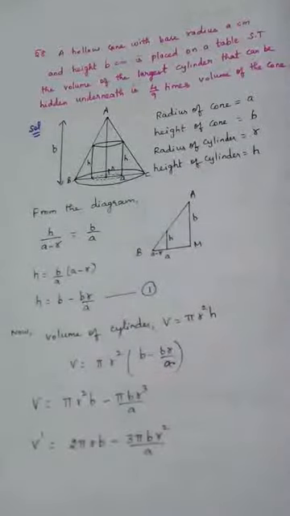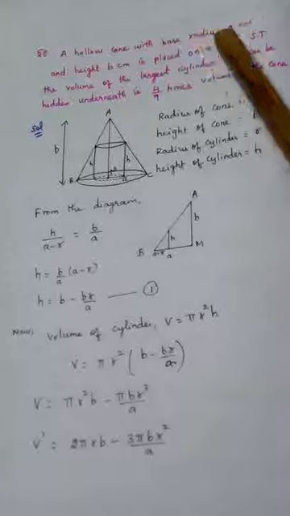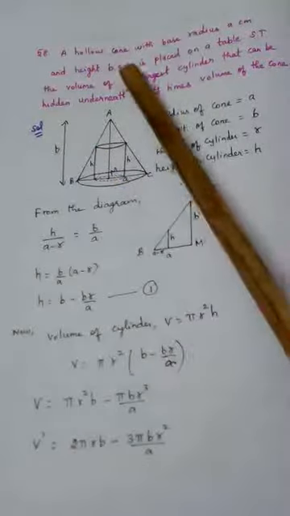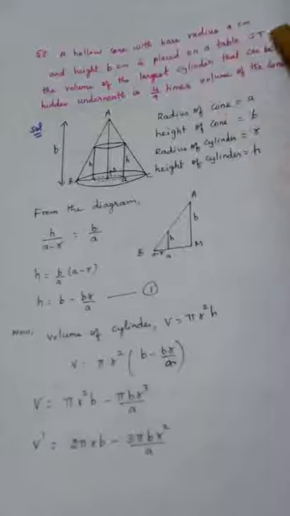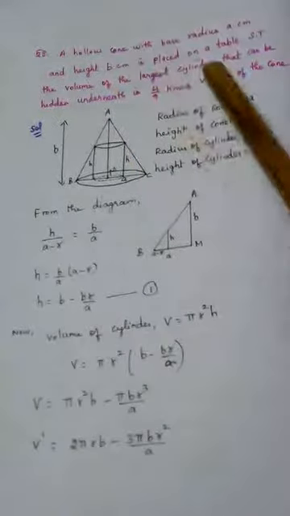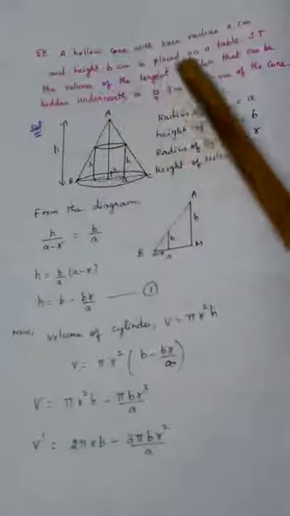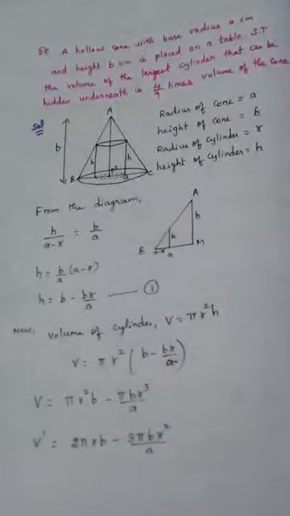Question number 58. A hollow cone with base radius a centimeter and height b centimeter is placed on a table. Show that the volume of the largest cylinder that can be hidden underneath is 4 by 9 times volume of the cone. So here we need to prove one result.